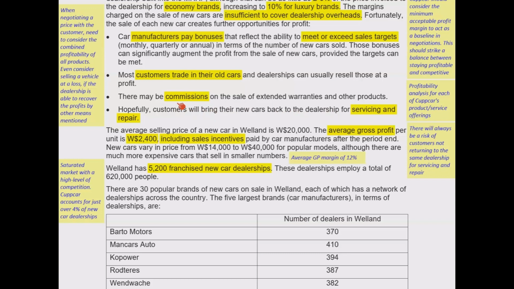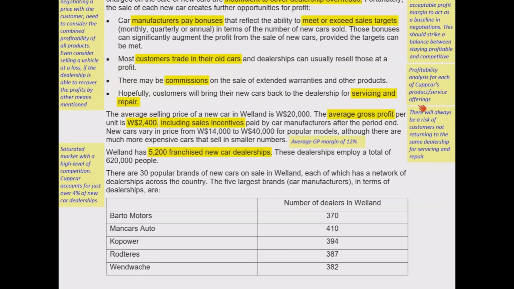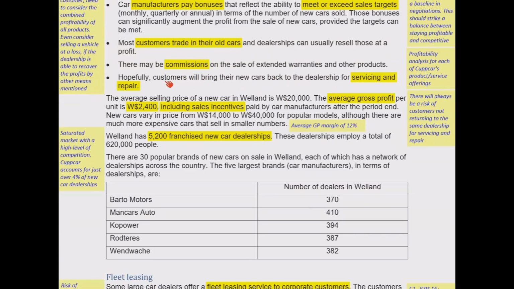Important to consider then that with the sale of a new car, it is not just as simple as setting a selling price. All of these extra considerations are for maximizing the profitability that Cuppcar can make from all of the things that it can sell, all of its income streams when it sells a new car. We really have to think about the profitability, I would almost say, of the customer and the lifetime profitability of this customer.